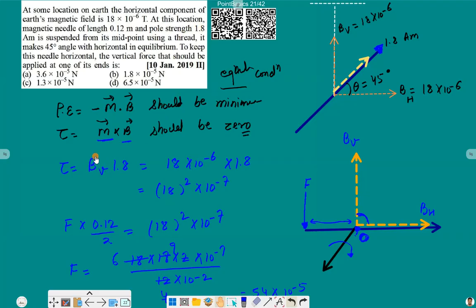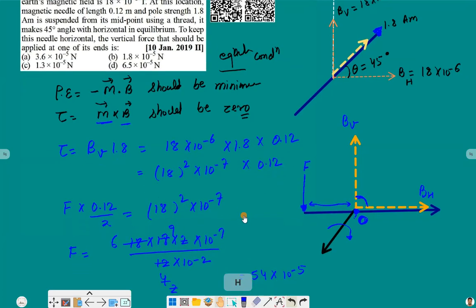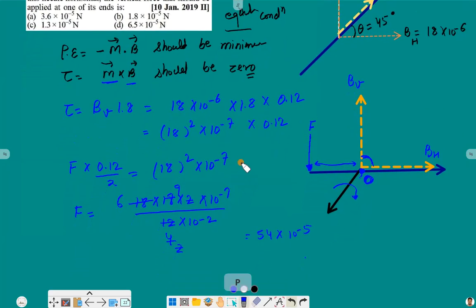and we need the magnetic dipole moment. We need m, and m is pole strength times the length, that is 0.12. So we have an additional multiplicative factor here, so that will be 0.12, and 0.12 here. So we will have 0.12 here again, and let me correct this.